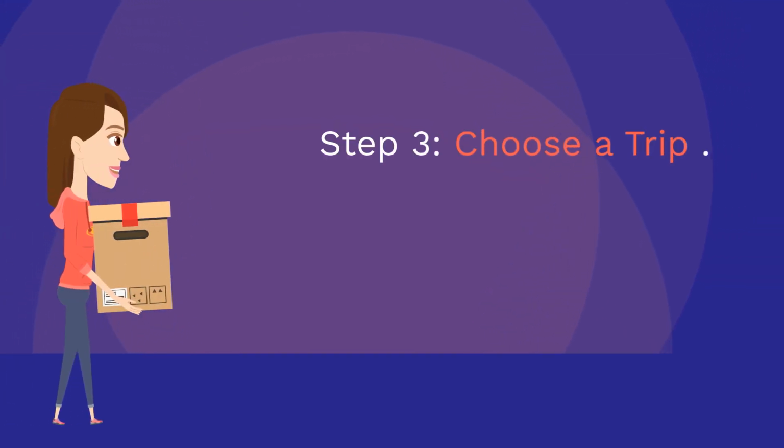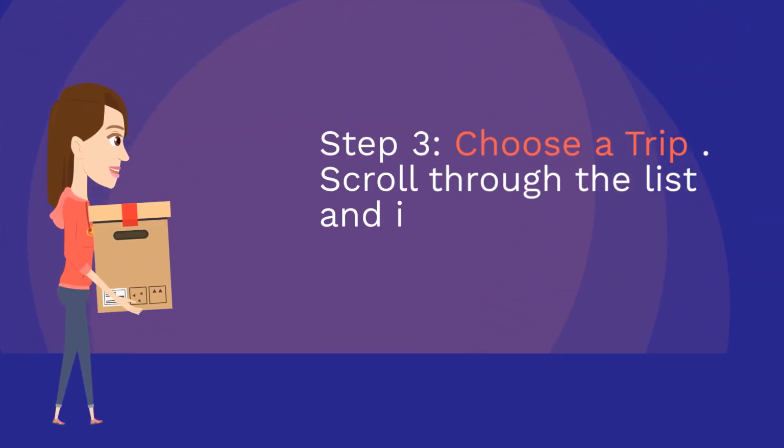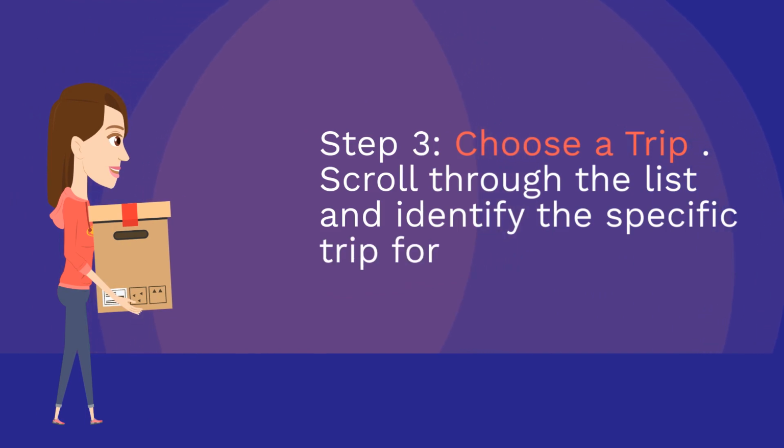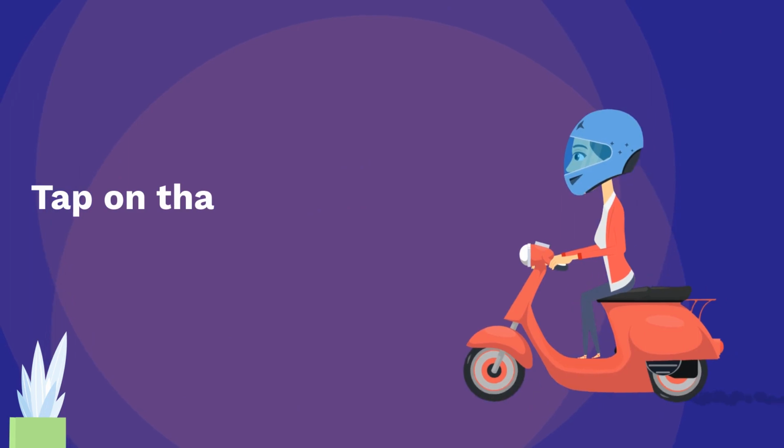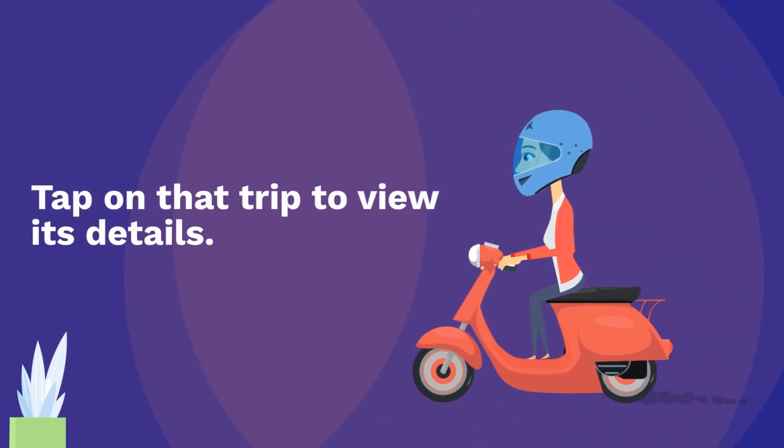Step 3. Choose a trip. Scroll through the list and identify the specific trip for which you need the receipt. Tap on that trip to view its details.